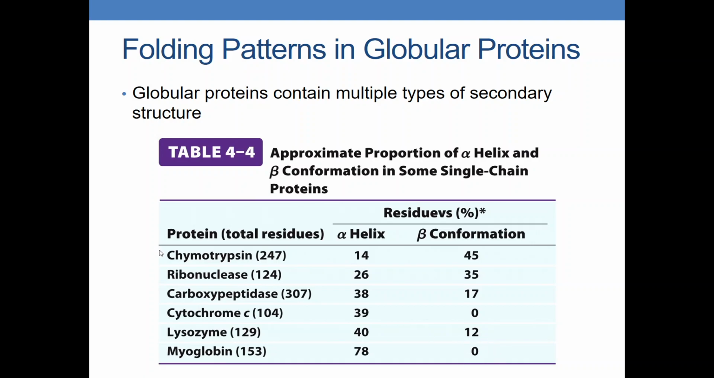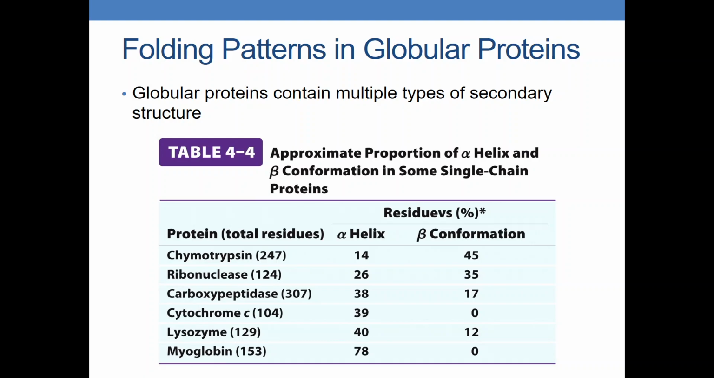But then there are proteins like cytochrome C, which has 104 amino acids. It's only 39% alpha helical, and the rest is, well, not the beta conformation. It's random coil. So just because you have less alpha helical conformation doesn't mean that is offset by more beta. It could just be more random coil or other stuff. Then there are other proteins that are fairly evenly split. So ribonuclease has 26% alpha helical, 35% beta.